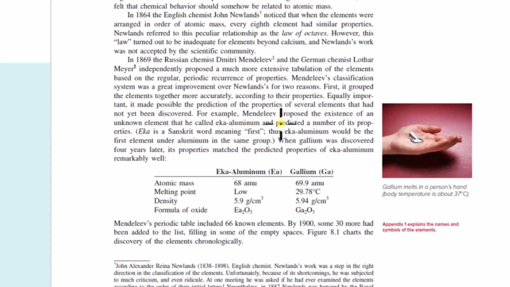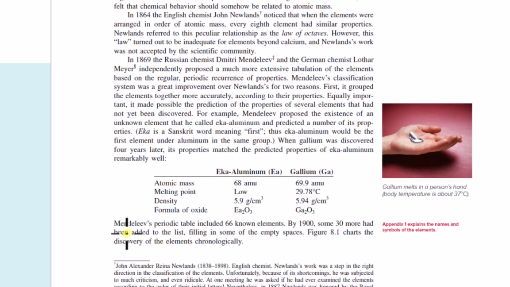For example, Mendeleev proposed the existence of an unknown element that he called Eka aluminum and predicted a number of its properties. When gallium was discovered 4 years later, its properties matched the predicted properties of Eka aluminum remarkably well. So yeah, there you go. Chemists like Mendeleev and Meyer were of the train of thought that it's too powerful that these elements line up this way in terms of chemical and physical properties. So they were pushing to stay with that organization despite what the atomic masses might say to do in some circumstances.